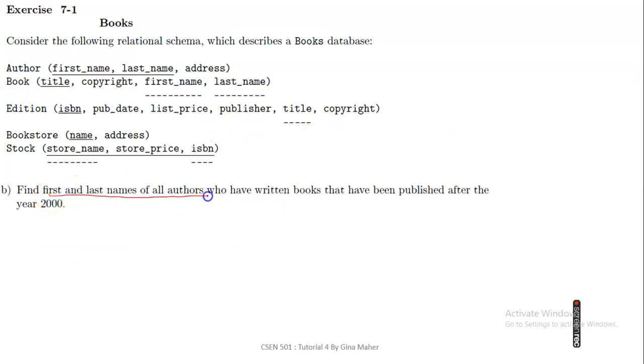Find the first and the last name of all authors who have written books that have been published after year 2000. We want to get the first name and the last name of all authors. From where can we get this piece of information? From this relation or this relation. Let's move forward. Who have written books that have been published after year 2000. From where can we get the publication year? Actually, from this one. Pub date. Okay? What attribute is common between this relation and this relation? Actually, title is common between both. So we can easily get the names of the authors who have written a book in a specific date using these two relations. So at the end, the output will be extracted from book.